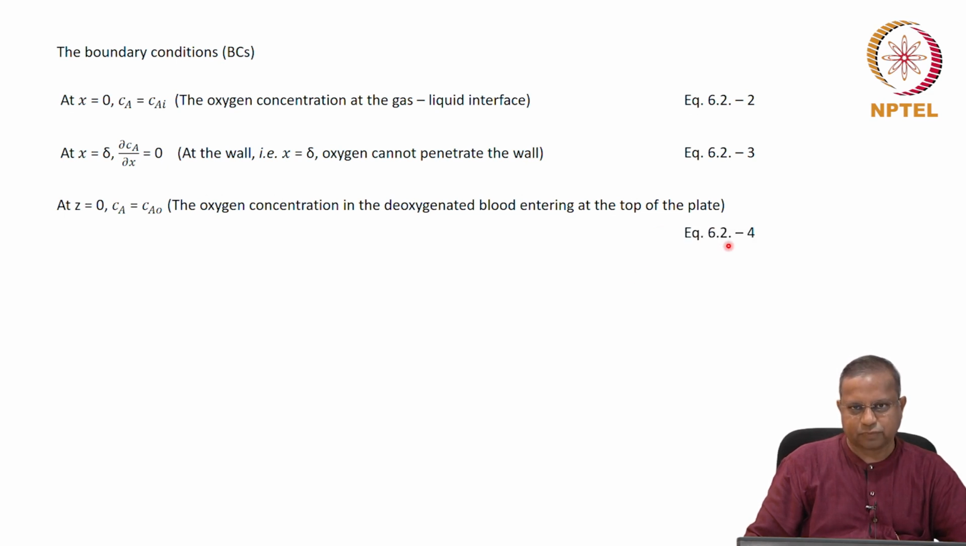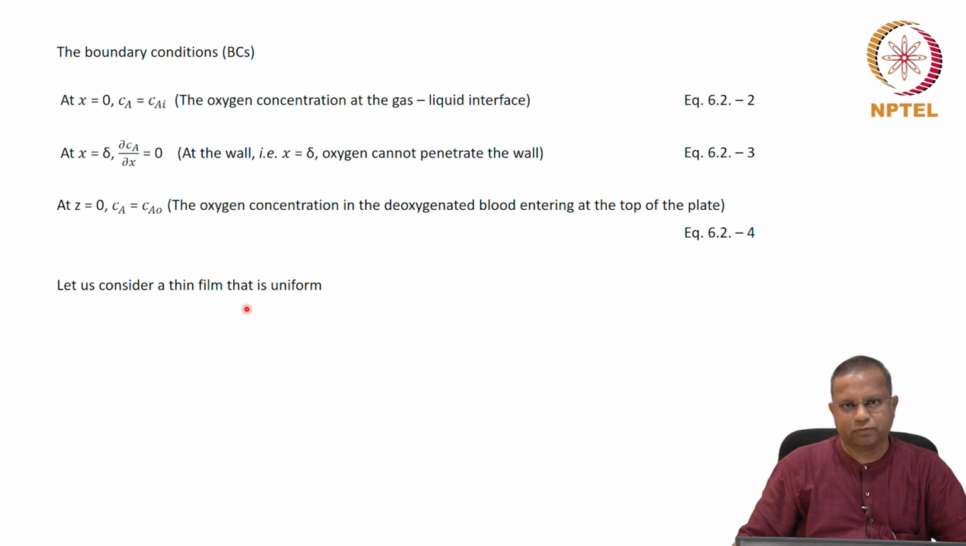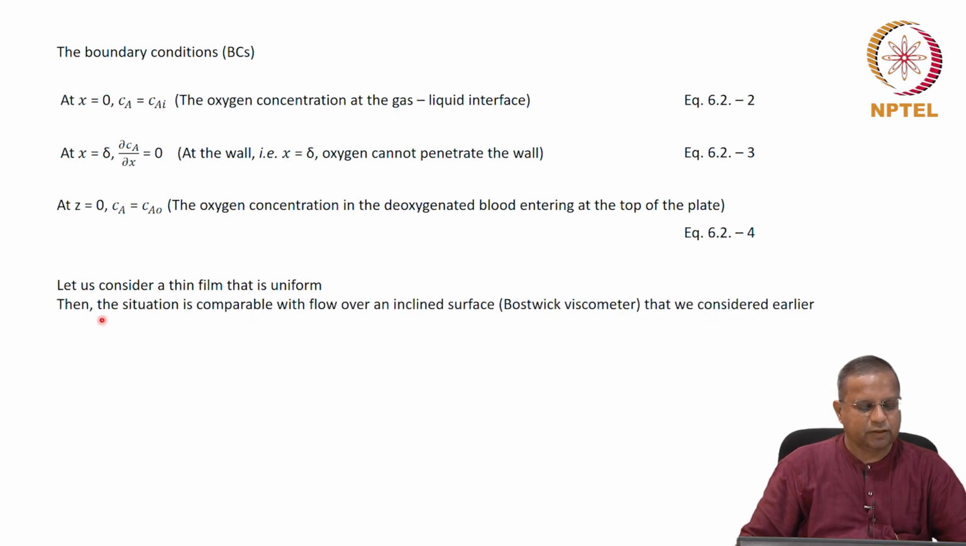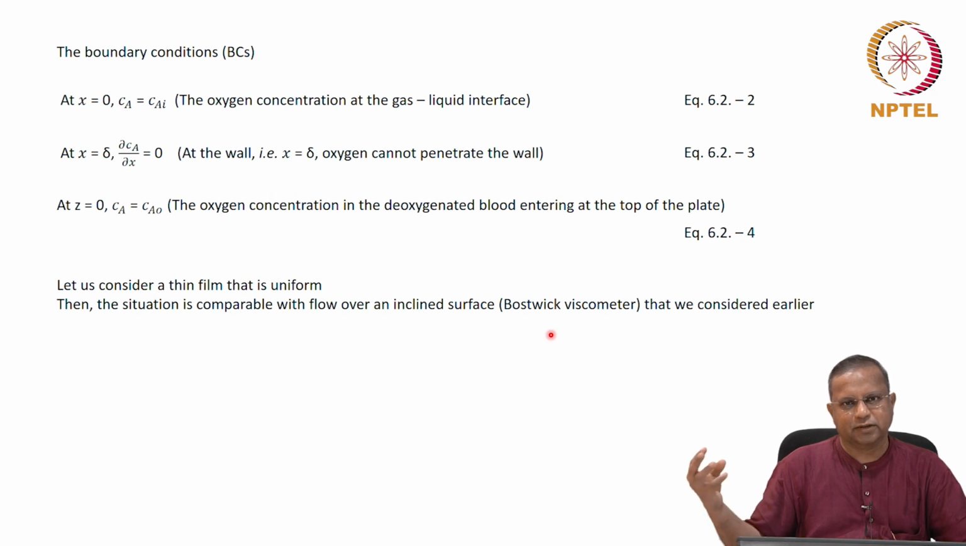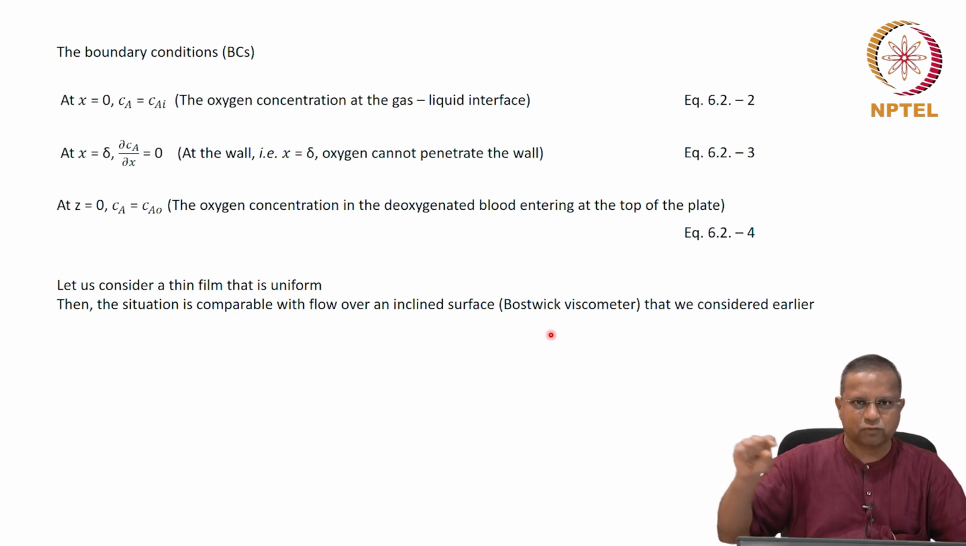Equation 6.2-4. Let us consider a thin film that is uniform. That's a good assumption. Then the situation is comparable with the flow over an inclined surface. You recall the situation in the momentum balance chapter, momentum flux chapter. Bostwick viscometer, that's the first big example that we considered. In fact, we looked at it using shell balances, and then we applied the equation of motion to show that the equation of motion gives the answer in one step, right? So that was the Bostwick viscometer.